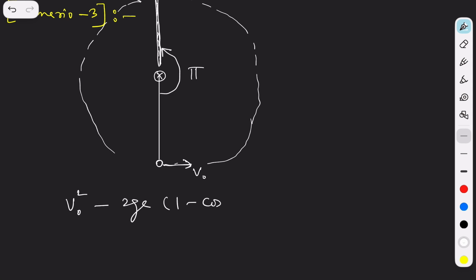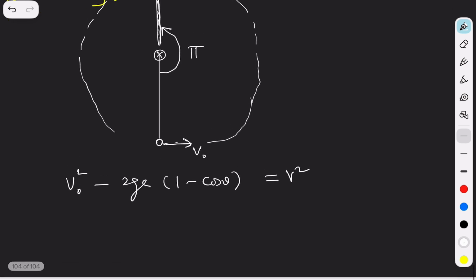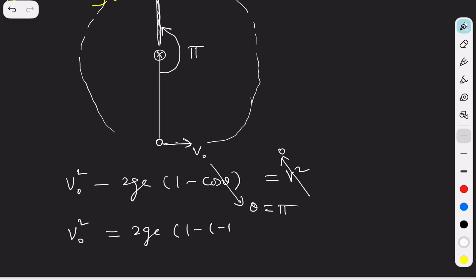If I put the values at the topmost point, velocity is 0 when theta is pi. So if I put these values, what I'll get is v naught square is equal to 2gl (1 minus cos pi), and cos pi is minus 1. So it will become 4gl. So v naught that is needed is root 4gl only.